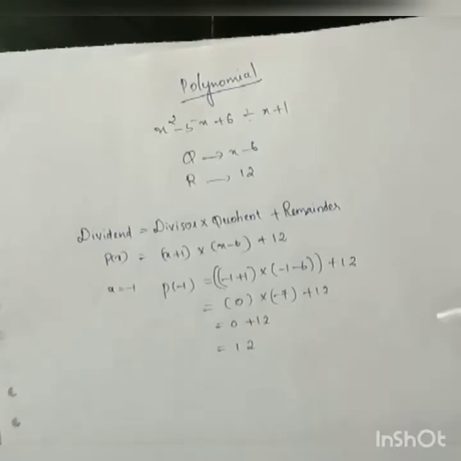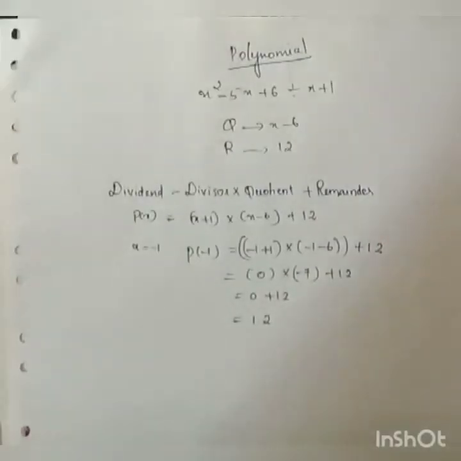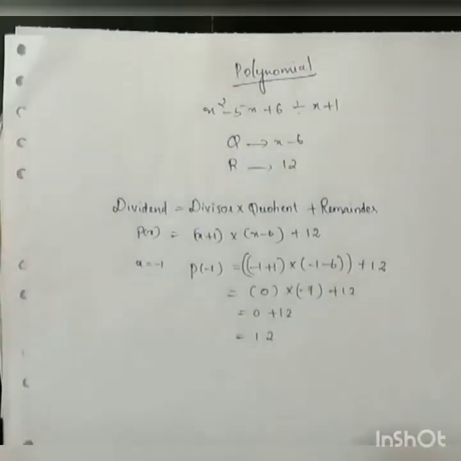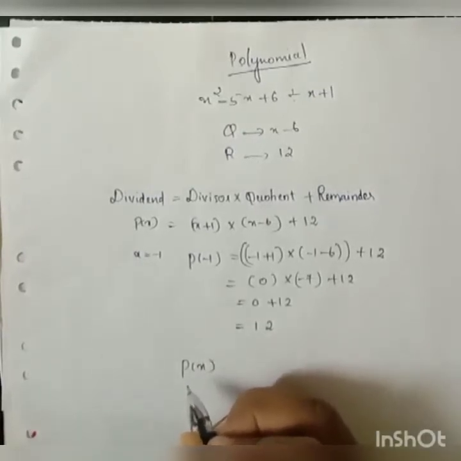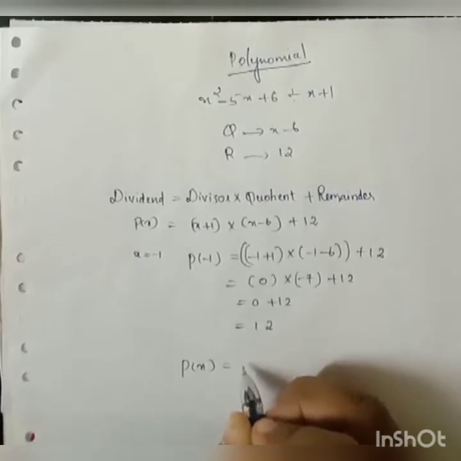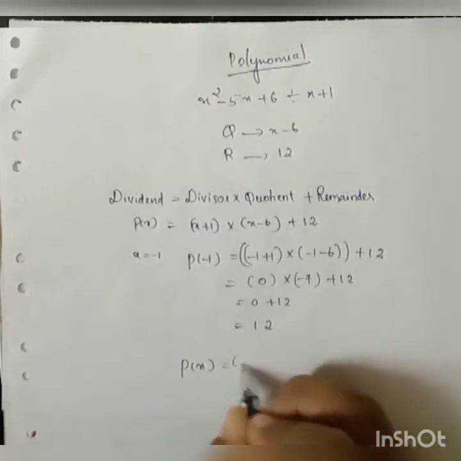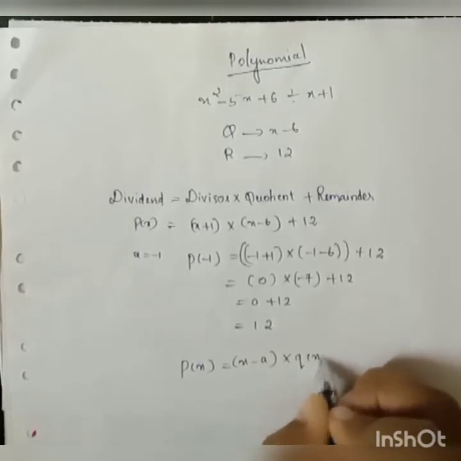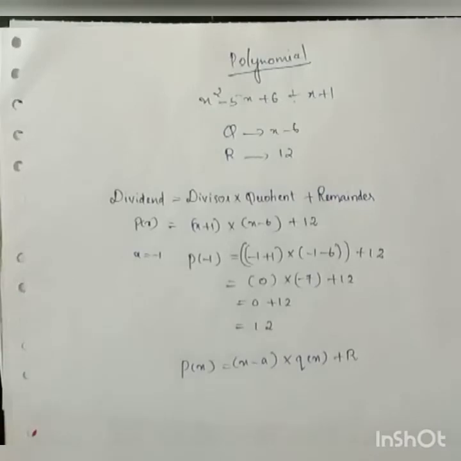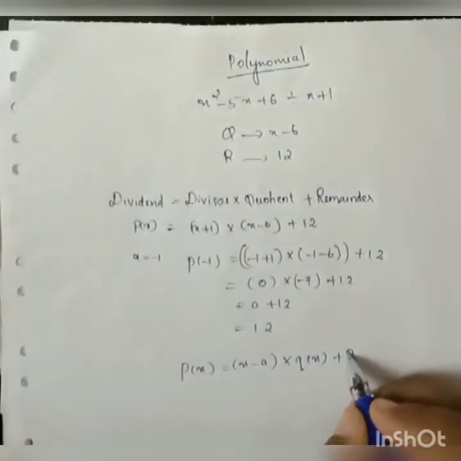Let us generalize this. If we have a polynomial p of x, and we divide the polynomial by a linear divisor x minus a, we get a quotient q of x and remainder r.